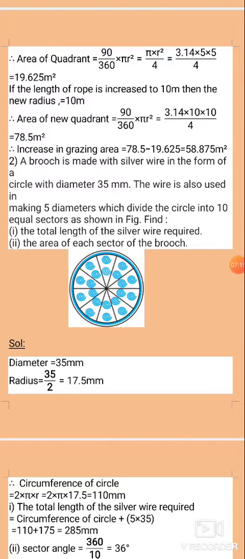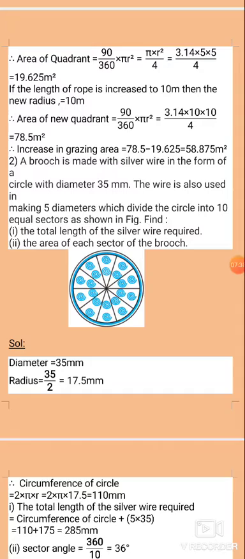Now listen carefully, 5 diameters divide the circle into 10 equal sectors. So the central angle is what? Total 360, now it is divided by 10 is equal to what? 36 degree.